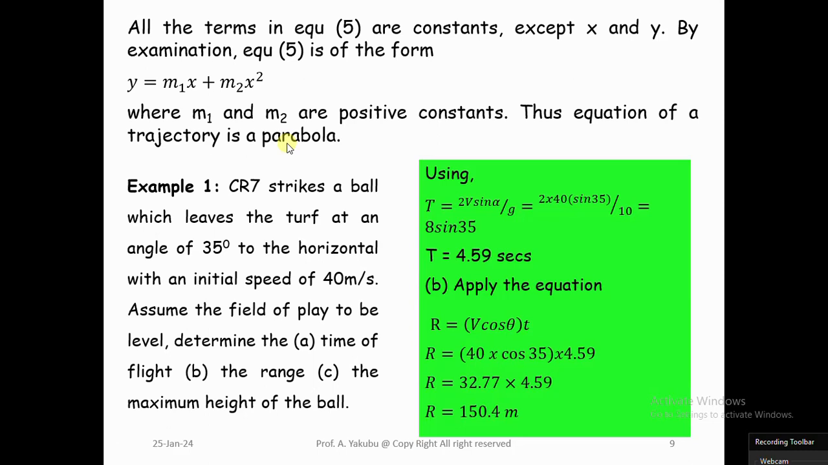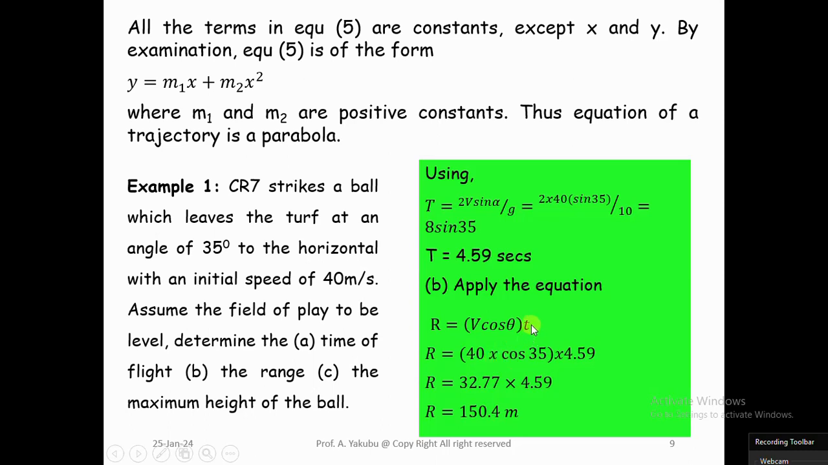T is the time of flight, it's just T equals 2v sine theta, or 2v sine alpha, over g. And we know the values: 2 times 40, which is the given velocity, then sine 35. Put that into perspective and solve it out. You're going to have a time of flight of 4.49 seconds. Question B. Apply the equation r equals v cos theta times t, velocity times time. So r equals 40 cos theta times 4.49. You are going to have 150.4 meters.